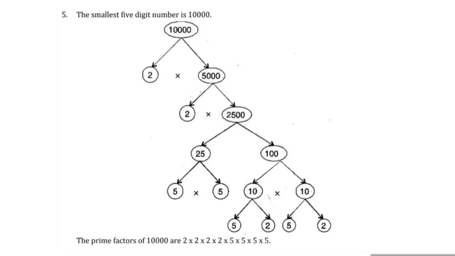Now the factors of 25 are 5 into 5. And the factors of 100 are 10 into 10. Now the factors of 10 are 5 into 2, and again the factors of 10 are 5 into 2. So the prime factors are 2 into 2 into 2 into 2, and 5 into 5 into 5 into 5. You can see all the numbers are prime numbers.